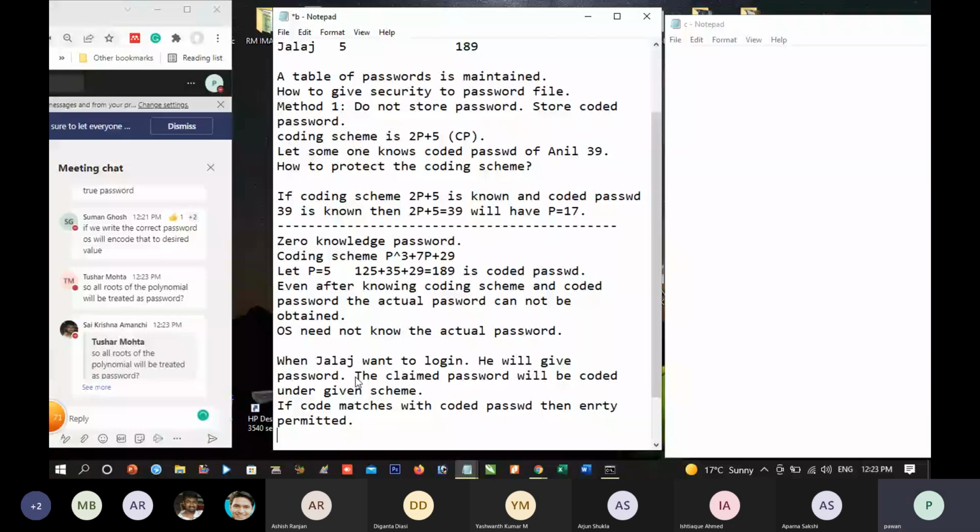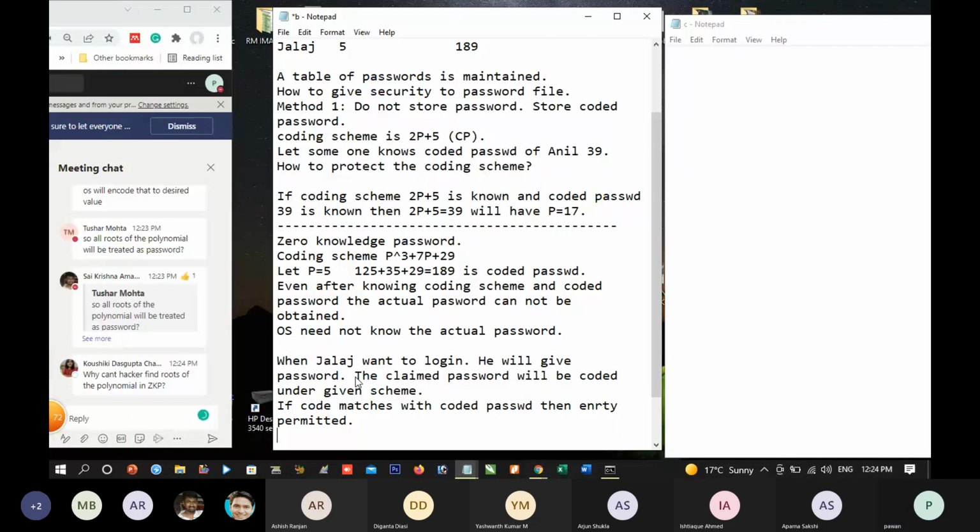Now, if the coded password matches with the code of the claimed password under the given coding scheme, then the entry is permitted. So the OS doesn't need to know the original password. The OS only needs to know the coding scheme and the coded password. Is it correct? Yes. Any doubt?